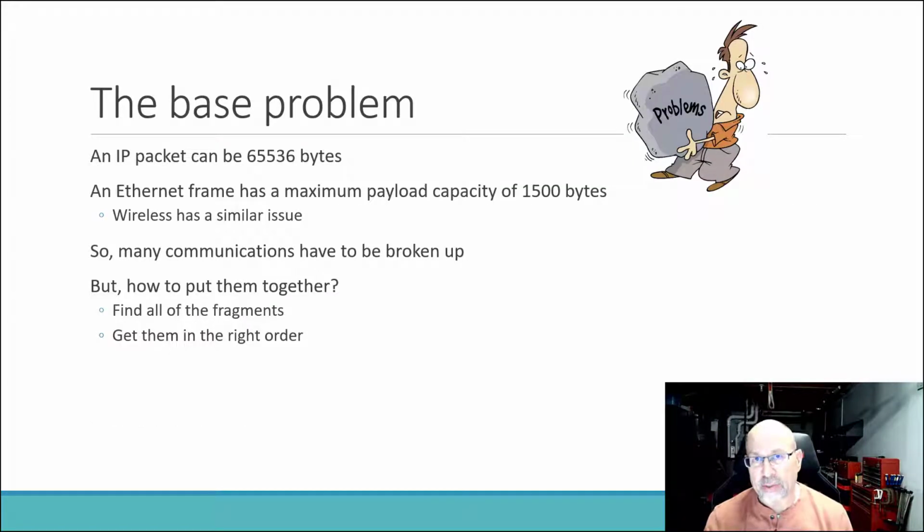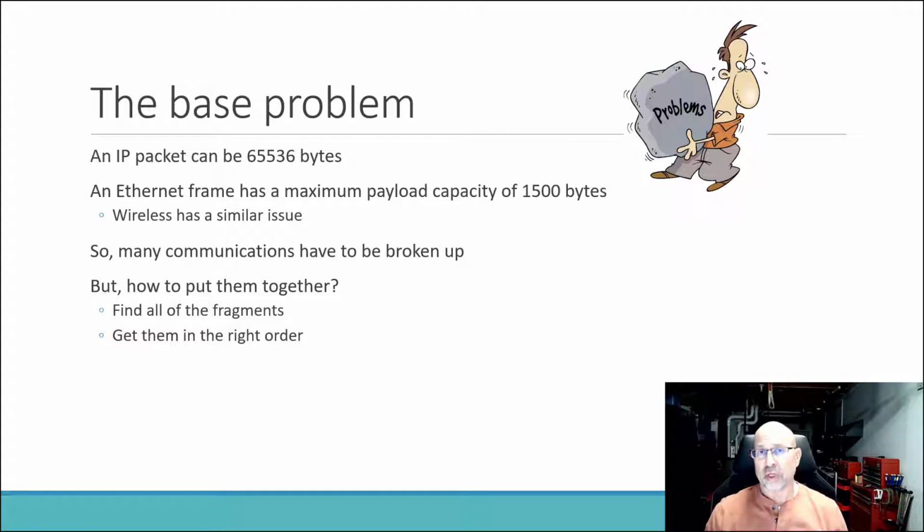So here's our basic problem. An IP packet can be 65,000 bytes because the field that indicates the length is 2 bytes in size. An Ethernet frame or a wireless frame has a limited payload capacity, which is much smaller than that of an IP packet. An Ethernet frame has a maximum data field size of 1500 bytes. So the minute you have a large IP packet, you have to chop that IP packet up into pieces.